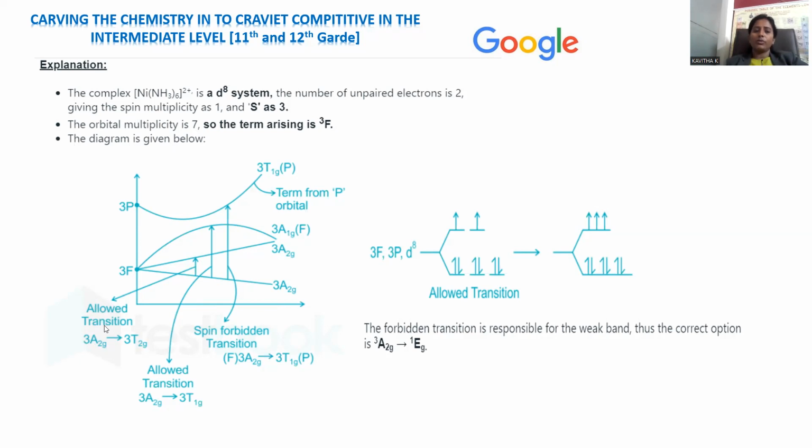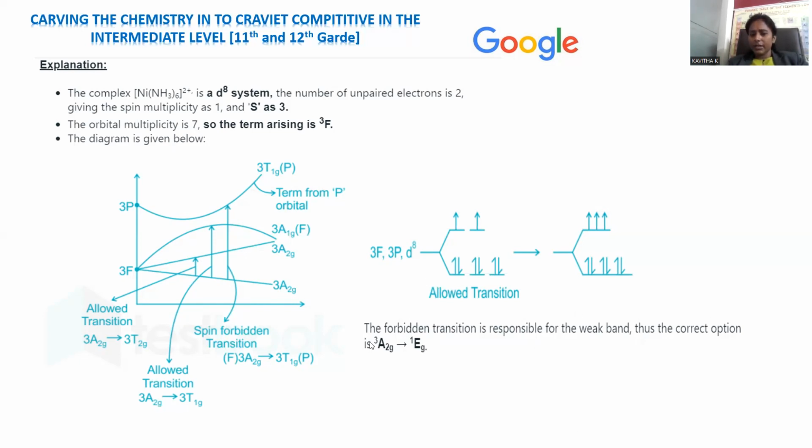That is said to be what? Allowed transition. And one more will be, if the electron is moving from 3A2g to 3T1g, that is said to be allowed again. And one more will be there, 3A2g to 3T1g. This is another arrow if you see, but it is said to be spin forbidden. We can't count a number for this spin-forbidden one, so it is not part of this, right?